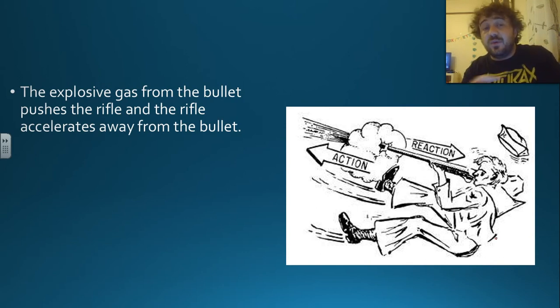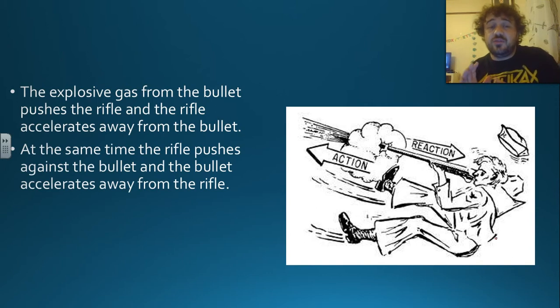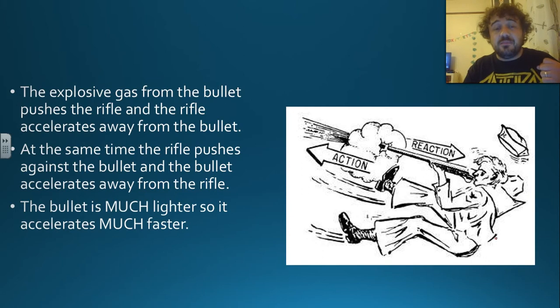So the rifle accelerates away from the bullet, and at the same time the rifle pushes against the bullet, and the bullet accelerates away from the rifle. So the reason that the bullet flies off is not because the bullet has caused an explosion behind it. It's because the rifle is pushed back against the bullet. The bullet is much lighter, so it accelerates much faster. They're both going to accelerate away, but the bullet will accelerate much, much faster because it weighs much, much less than the gun.